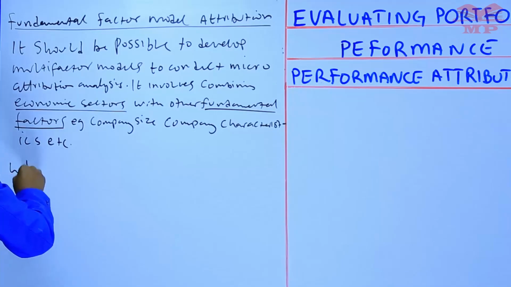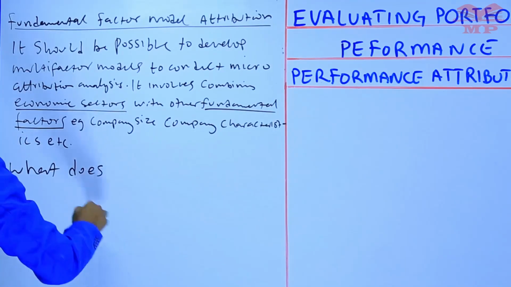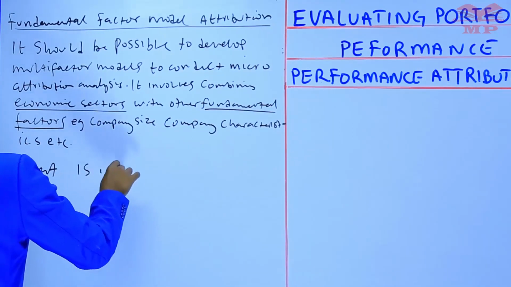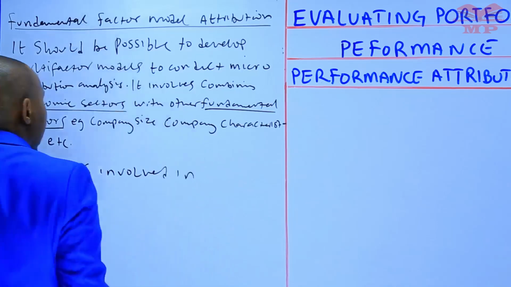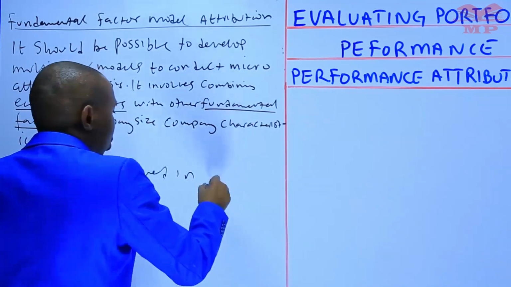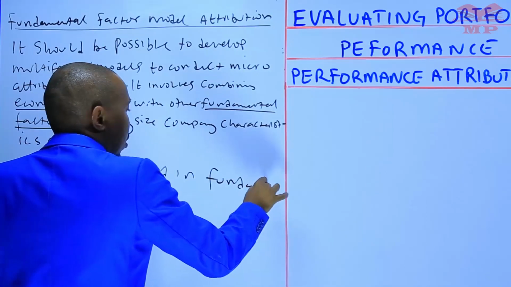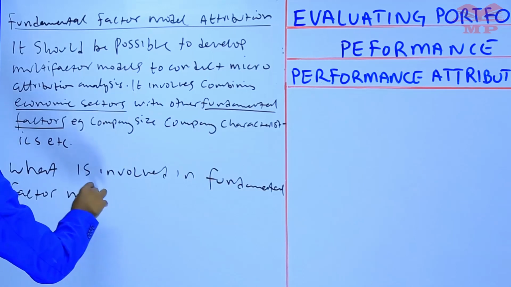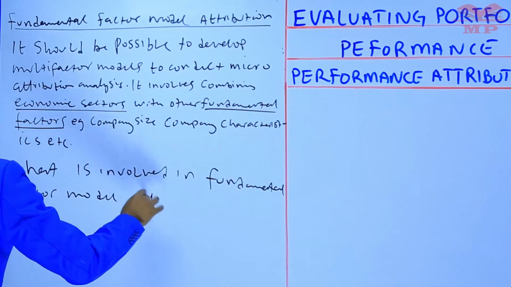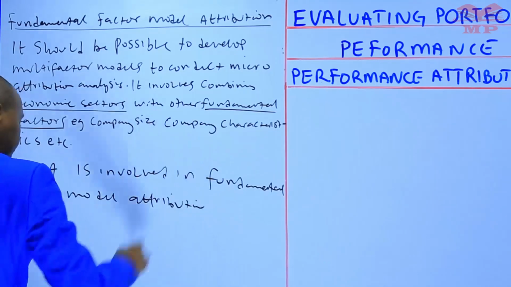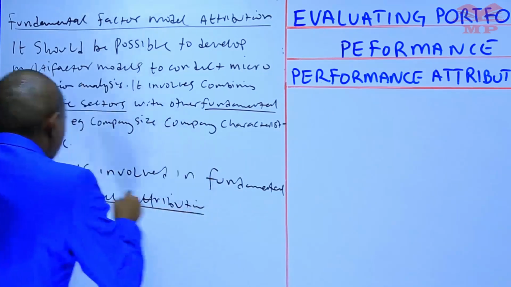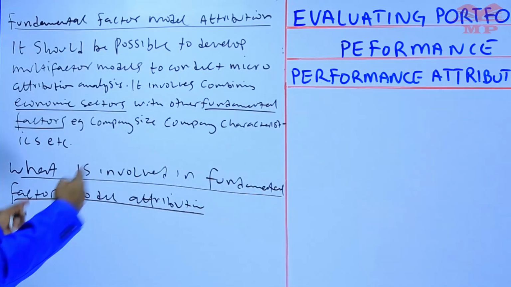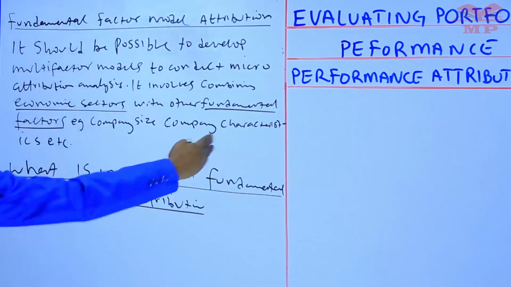What does it involve? What is involved in fundamental factor model attribution? We can move over to this other side so that you can clearly see it.